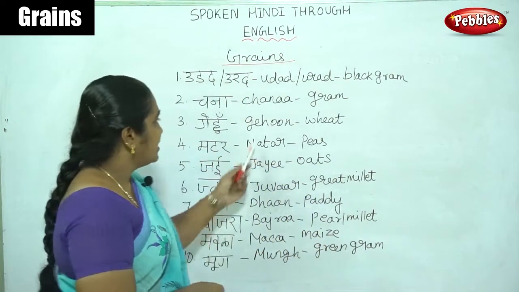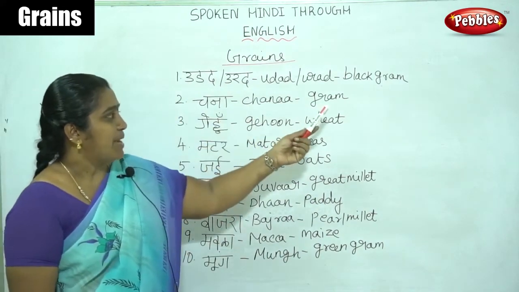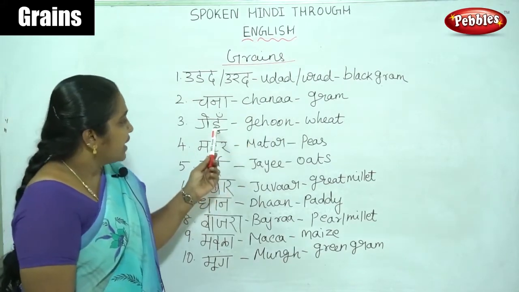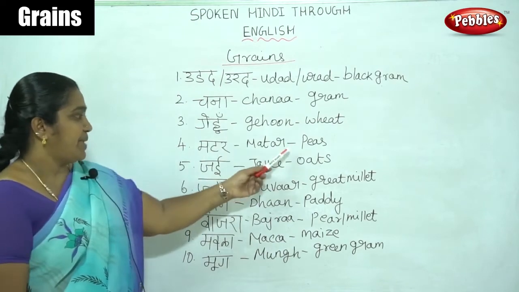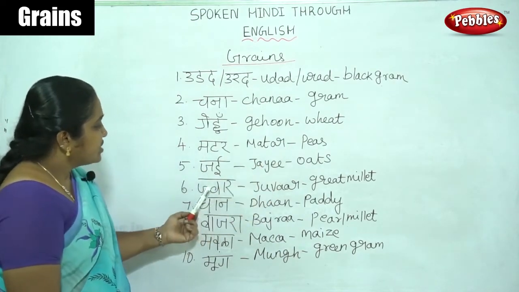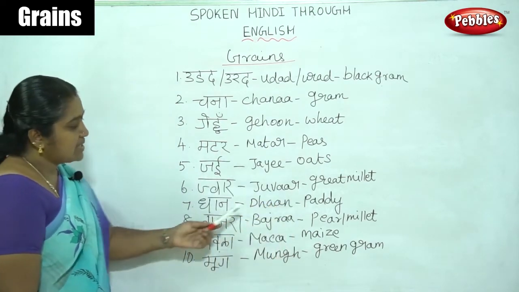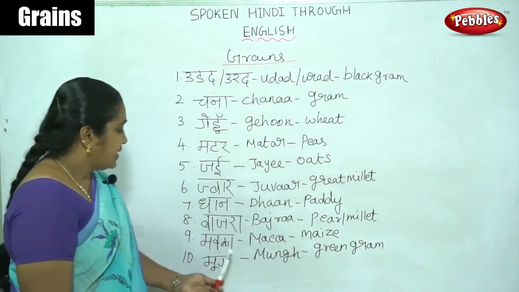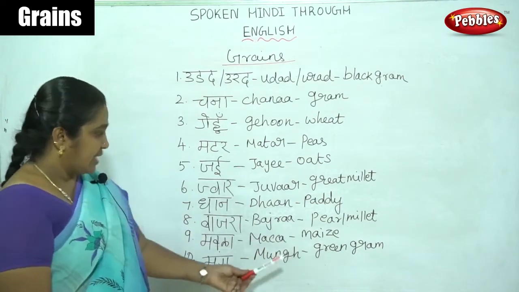These are all the names. Once again, udat urad means black gram. Then chana means gram. Then gehu, wheat. The next one is matar, peas. Then jai means oats. Then zwar, great millet. Then dan means paddy. Bajra means pearl millet. Then makka means maize. Then moong means green gram.